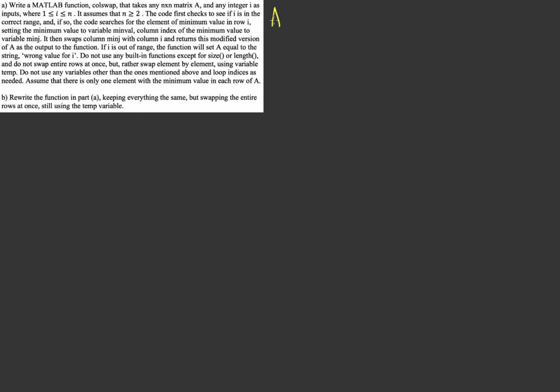This function is going to give you an n by n matrix A. So say A, for example, is a 3 by 3 matrix. And it's going to give you a row index I. So say I was our third row. Now in this row I, you're going to check for the minimum value.